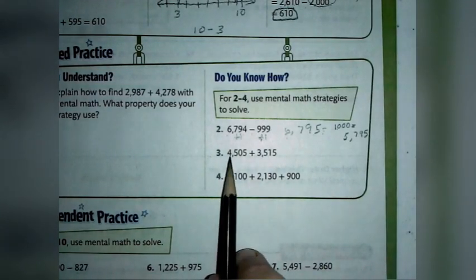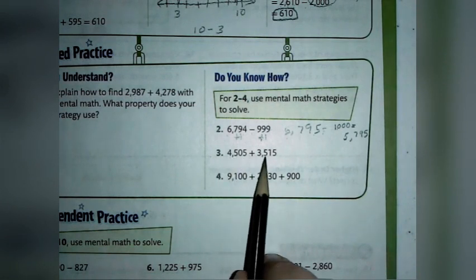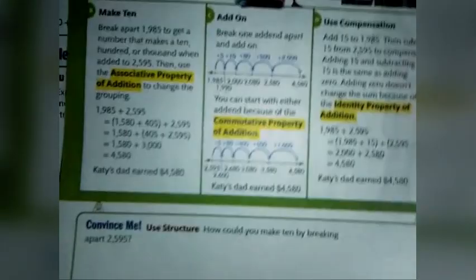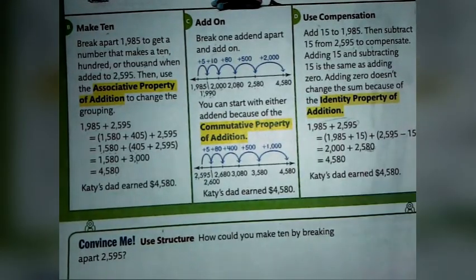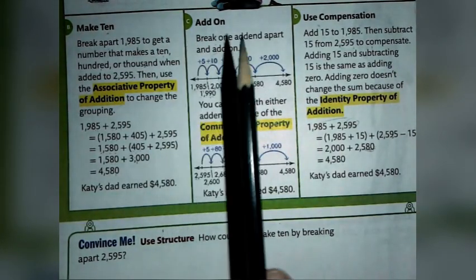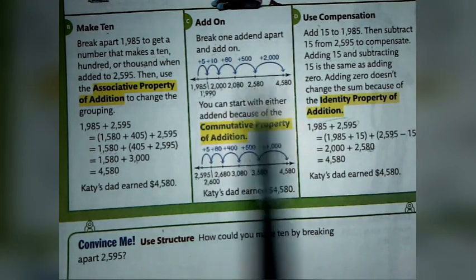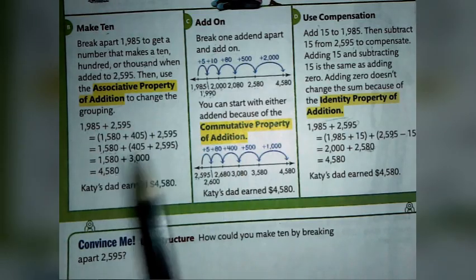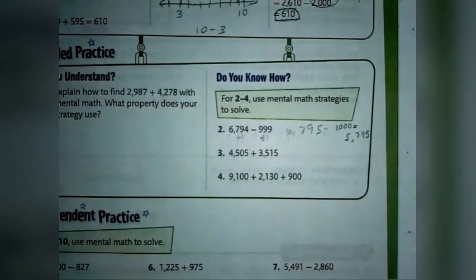Number 3, I've got 4,505 plus 3,515. Well, if I go back to the other page and take a look at these different ones, which one of these would really actually help me out? Well, maybe adding on? If I break one addend apart and then just keep adding on, maybe that would help me out. Maybe coming over here and saying, well, I can make some 10s. I can make some easy numbers of 10 would be another good strategy.